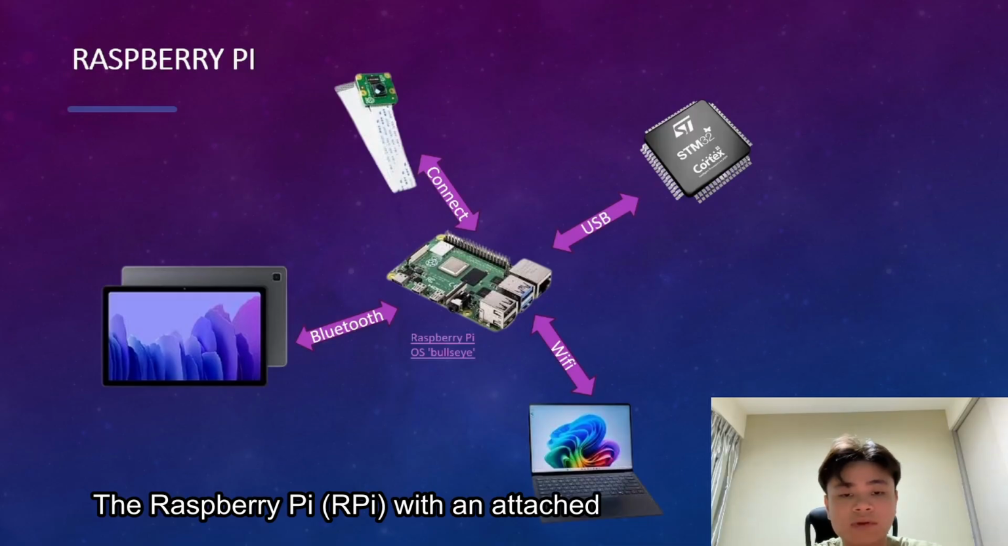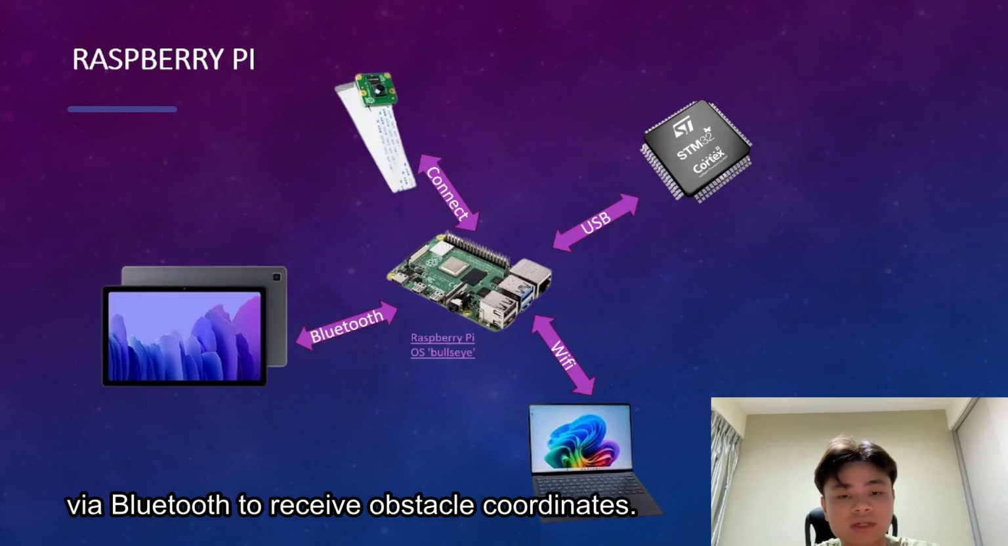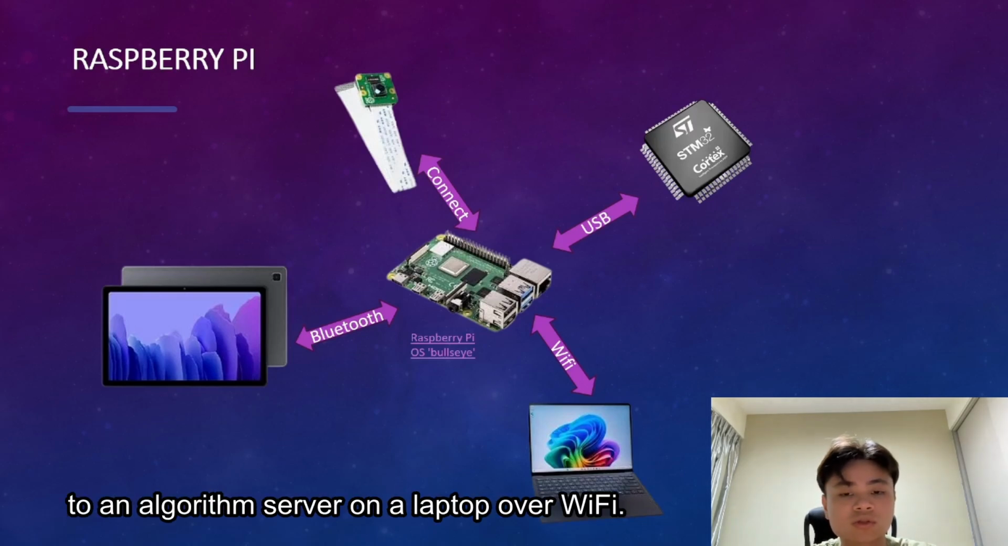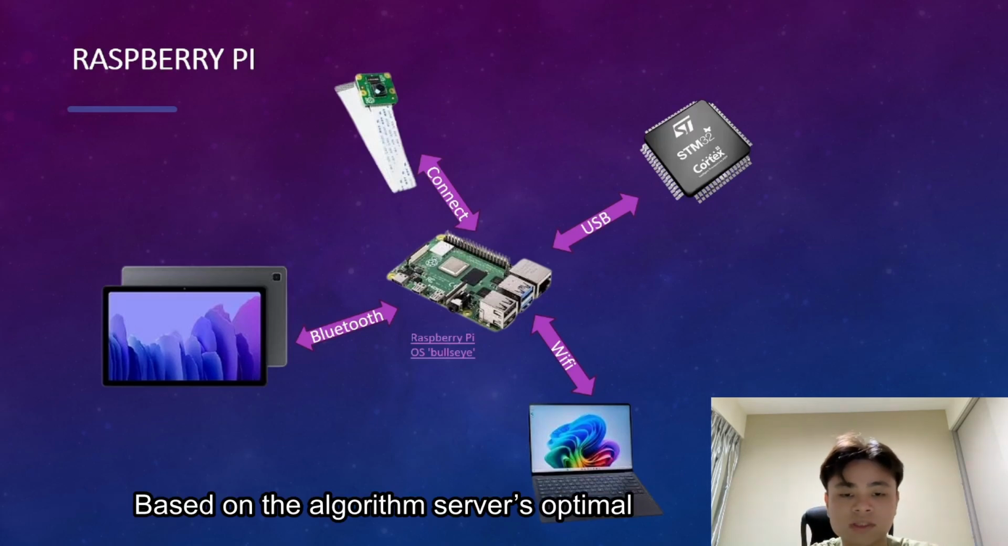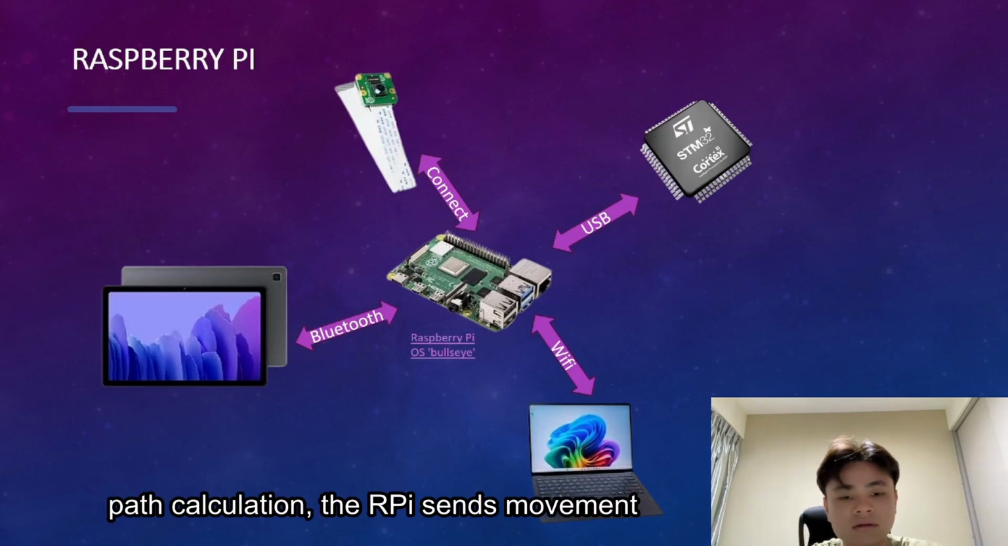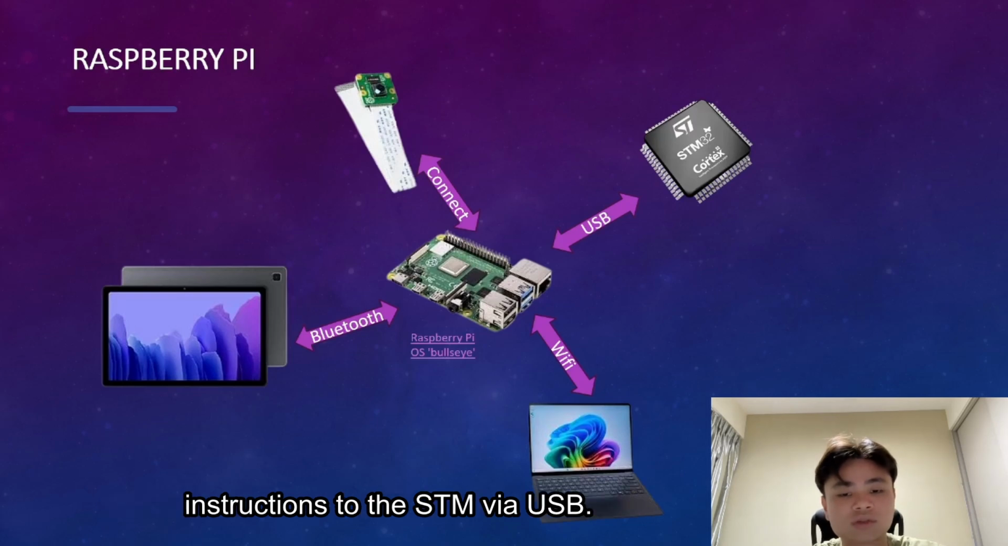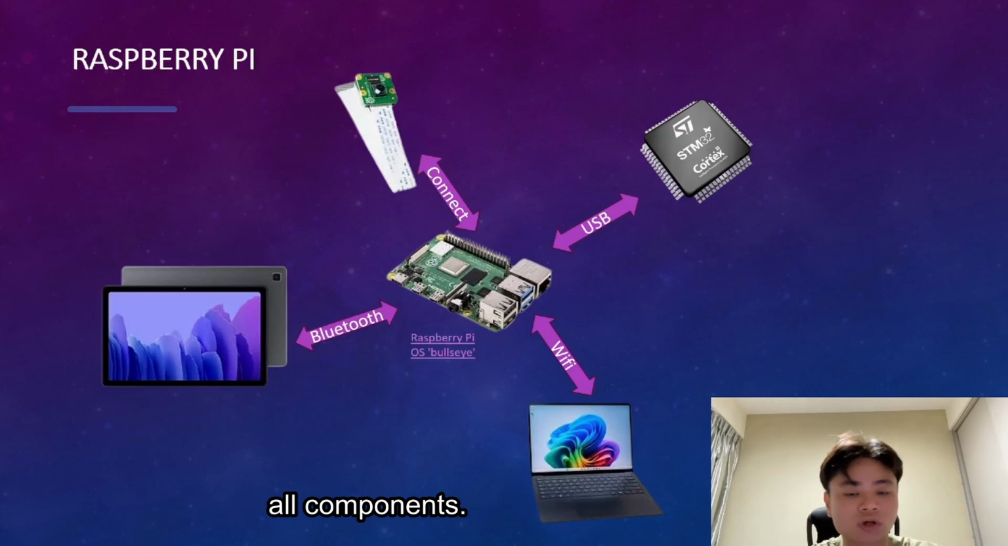The Raspberry Pi with an attached Pi camera connects to an Android device via Bluetooth to receive obstacle coordinates. It then transmits these coordinates to an algorithm server on a laptop over Wi-Fi. Based on the algorithm server's optimal path calculations, the RPi sends movement instructions to the STM via USB. Acting as the system's brain, the RPi ensures efficient communication across all components.